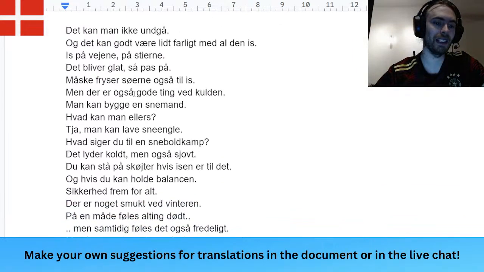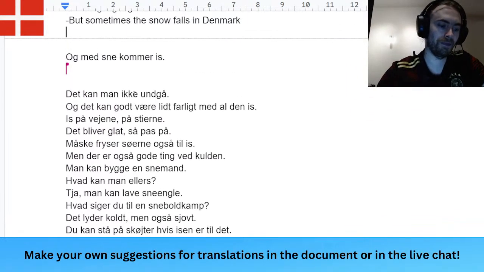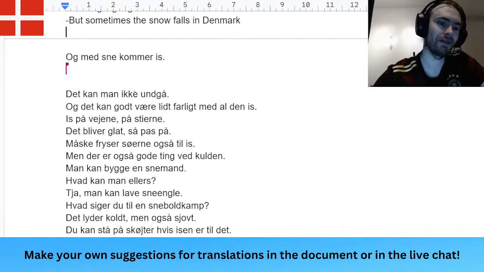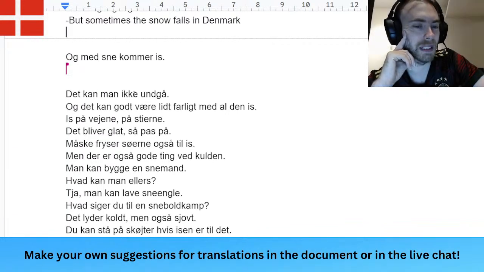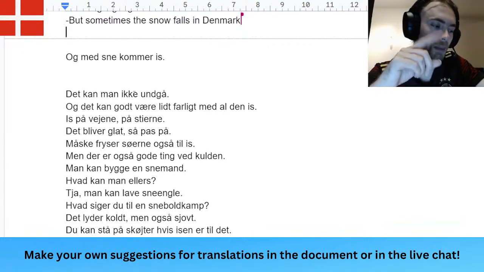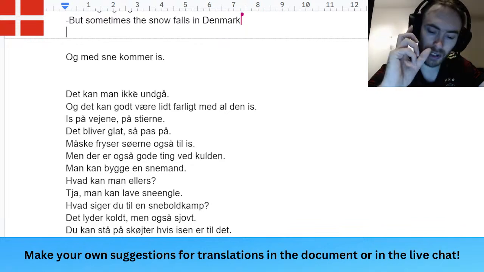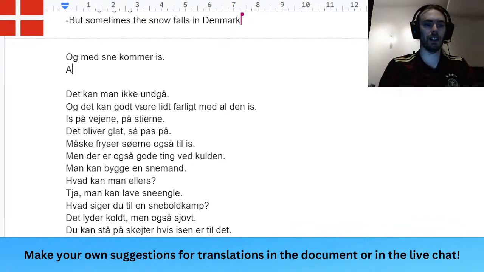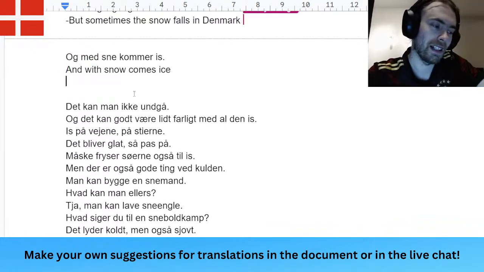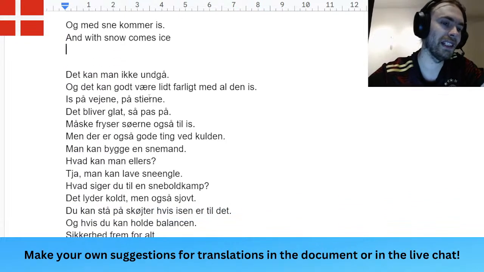Og med sne kommer is. Kind of easy if you think about it, if you know the words. Og med sne kommer is. What you gonna do there? And with snow comes ice. Ice, ice. Right? Sort of like it follows. Med sne kommer is.